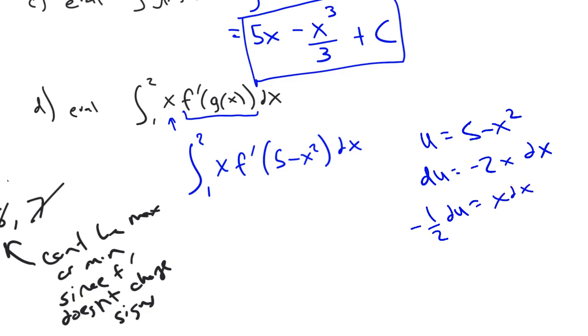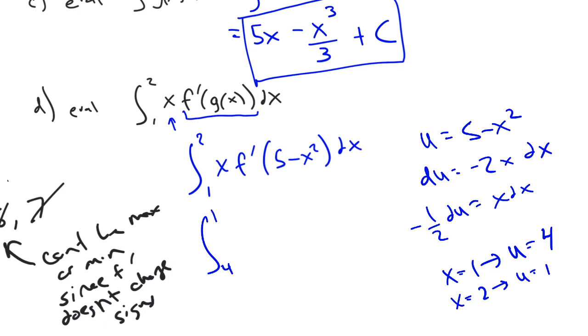And so now I can do the u substitution. I'm going to have the integral from, I need to change my bounds. So when x equals 1, that's going to give me u equals 5 minus 1 squared, so 4. And then when x equals the top bound 2, I get u equals 5 minus 2 squared, so 5 minus 4 is 1. So I'm going to go integral from 4 to 1.